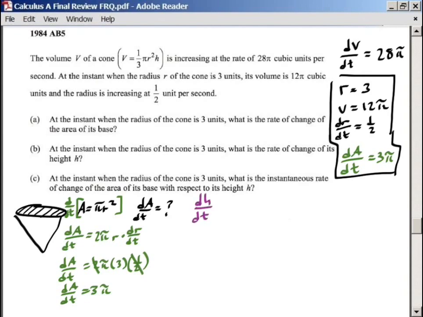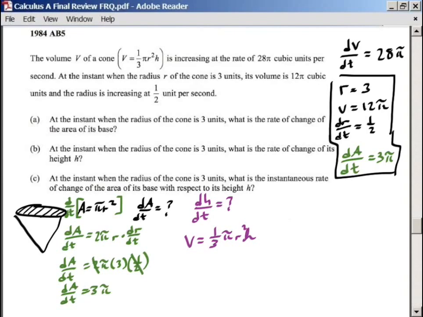Do we have an equation anywhere in this problem that has an h in it? No, the volume. Yeah, it's right here. The volume has an h in it. Okay, so let's write that down. We're looking for dh over dt. If I have V equals 1/3 pi r squared times h.